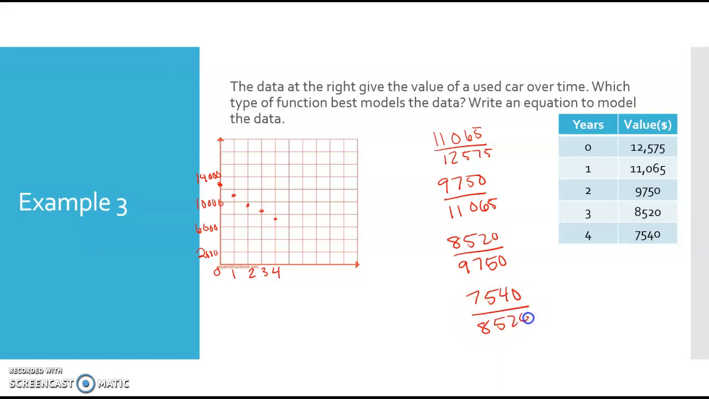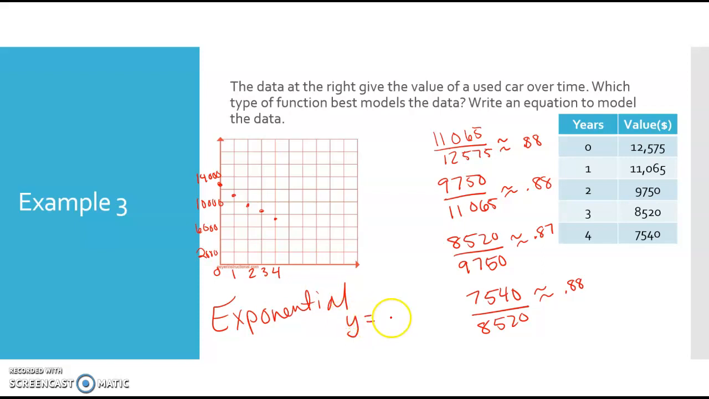So when we do all of this, what we find out after we do the division is that we get approximately 0.88 for the first two. We get approximately a 0.87 and approximately a 0.88 for this last one. So when we look at these, whether it's a linear, an exponential, or a quadratic, what we notice is we have that common ratio of 0.88. And so because we have a common ratio, this is an exponential function.